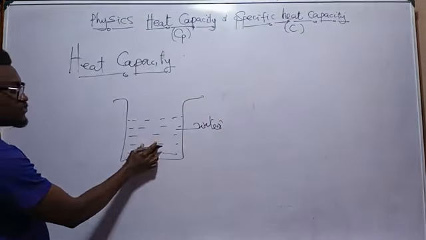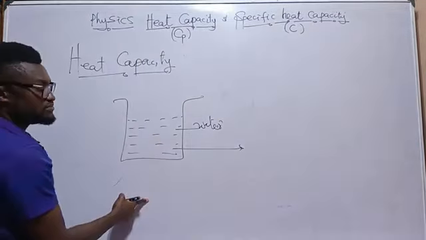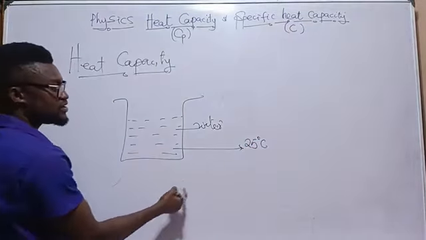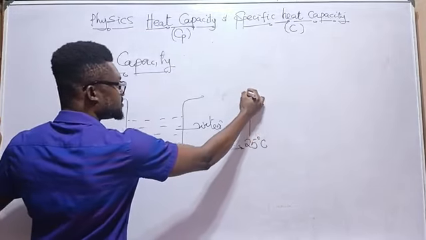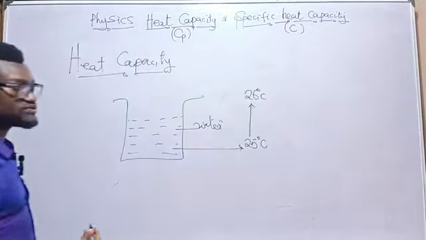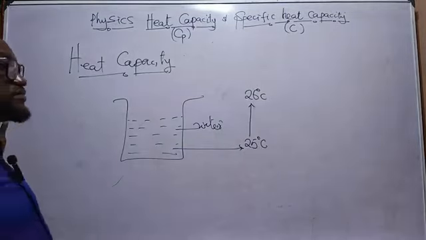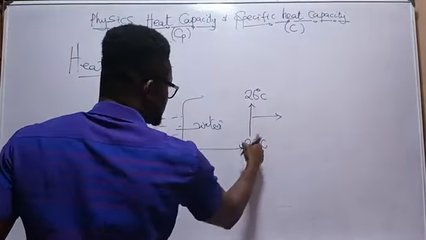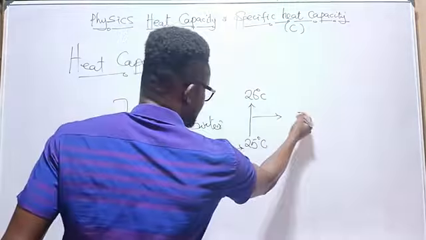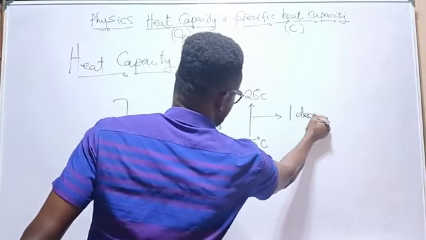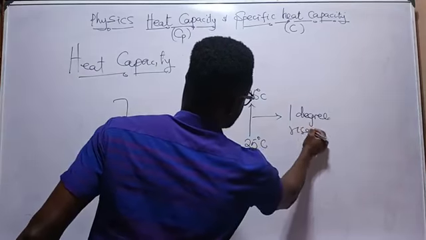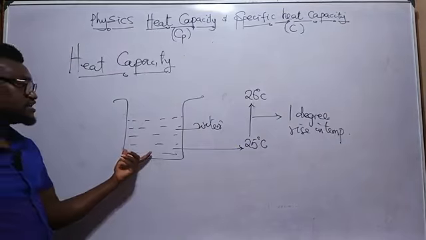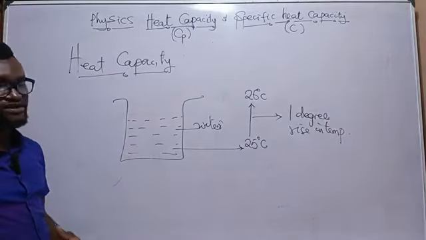Now, this water, I want to raise the temperature of it. Maybe its initial temperature is 25 degrees Celsius. Now, I want to raise this temperature from 25 degrees Celsius to 26 degrees Celsius, which means I want to increase the temperature through 1 degree Celsius. So, the difference between 25 and 26 is what? That should be 1 degree rise in temperature, right? So, I want to raise this water through 1 degree rise in temperature.